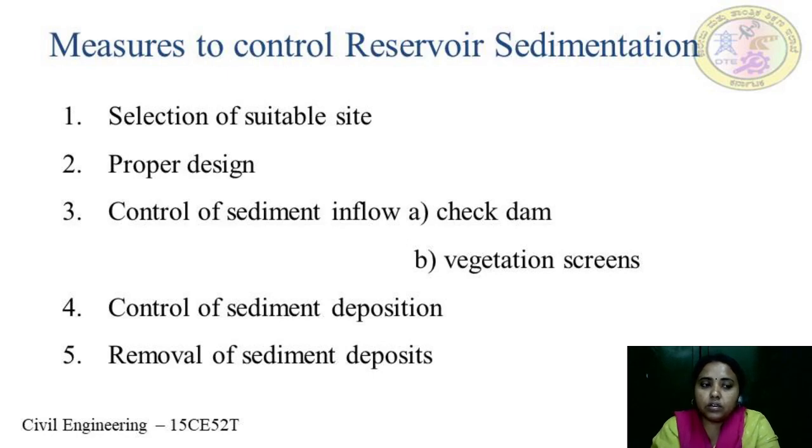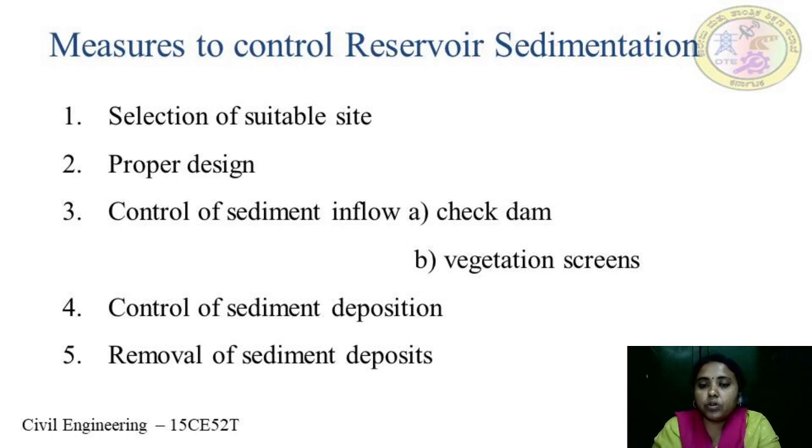So they are prevented from entering into the reservoir. This is the best method to prevent the entry of sediments into the reservoir. And next one is vegetation screens. Vegetation screens is generally done by afforestation. That is, vegetation growth is promoted in the catchment areas. So by growing more trees, there is less possibility of soil erosion. And also by the construction of contour bunds. This is generally done in hilly areas, where the bunds are constructed on the slope of the catchment.